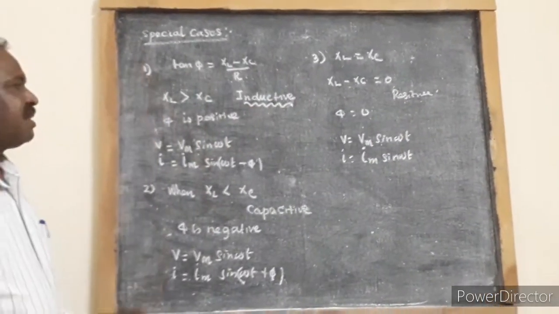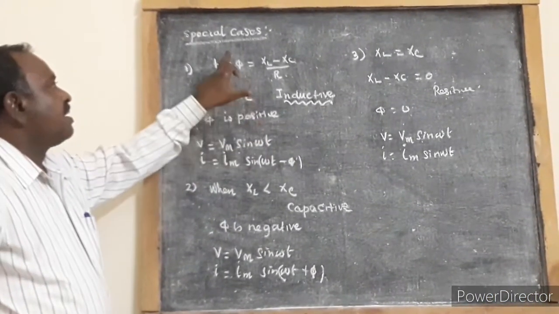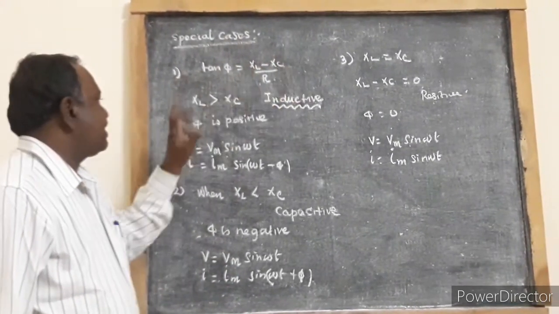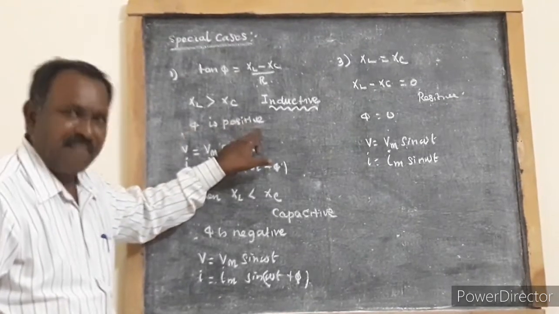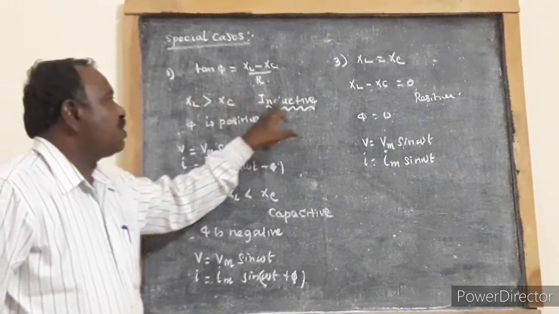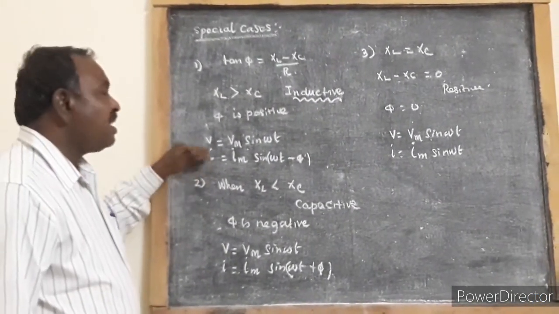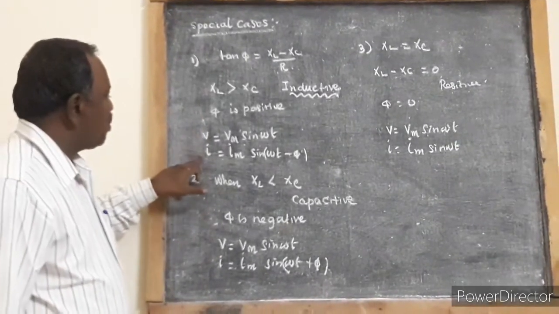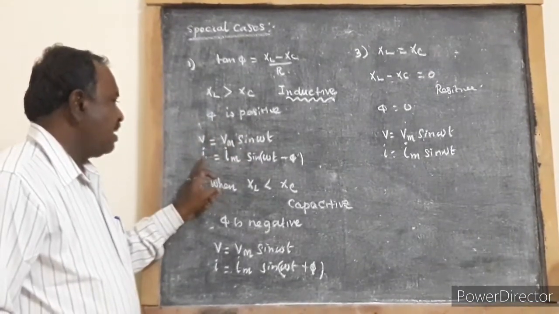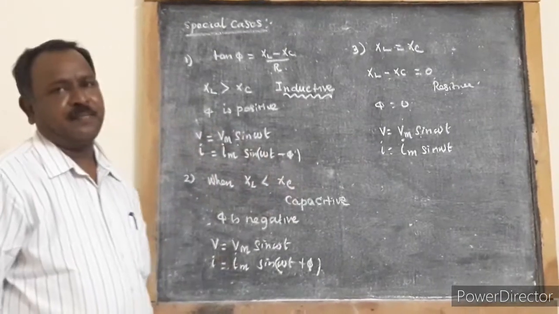So these are the three cases. When XL is greater than XC, XL minus XC is positive, which means phi is also positive. Since XL is greater than XC, the circuit is inductive. If the circuit is inductive, the voltage will lead the current. The corresponding voltage and current are given by V is equal to Vm sin omega t, I is equal to Im sin (omega t minus phi).